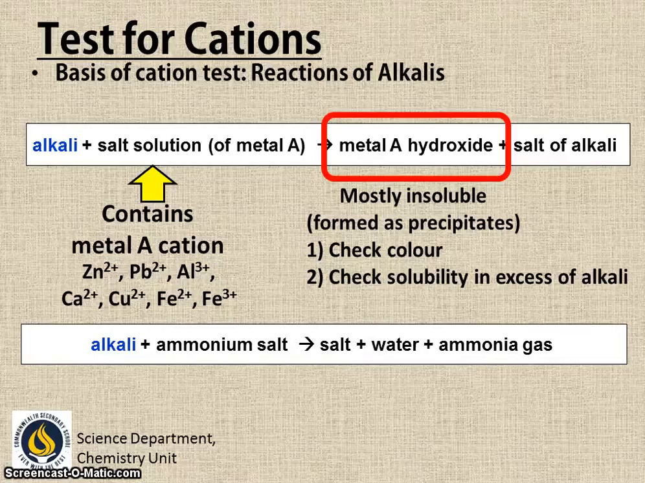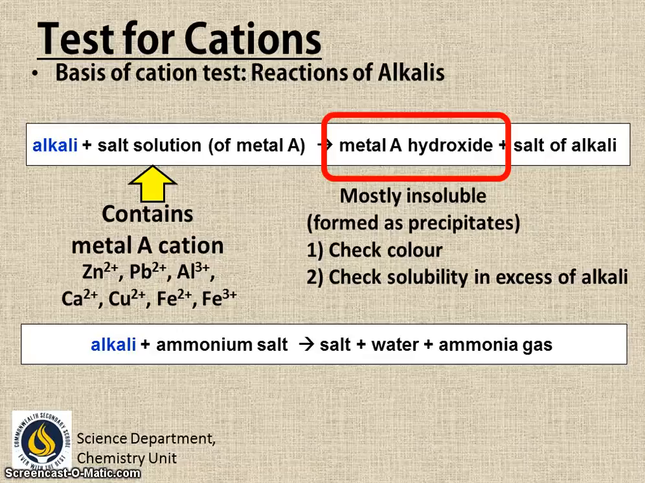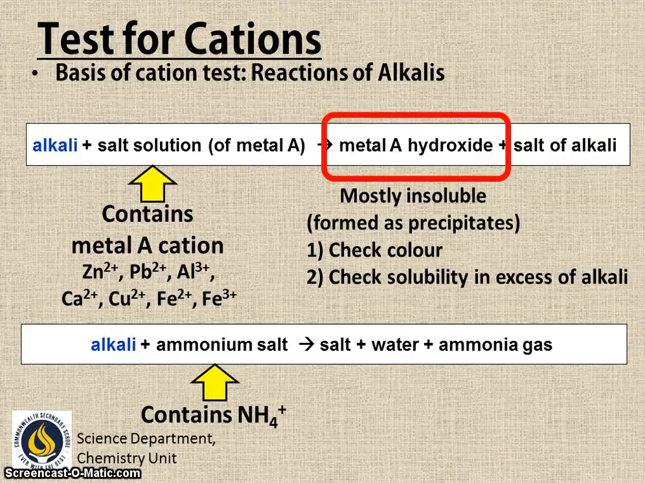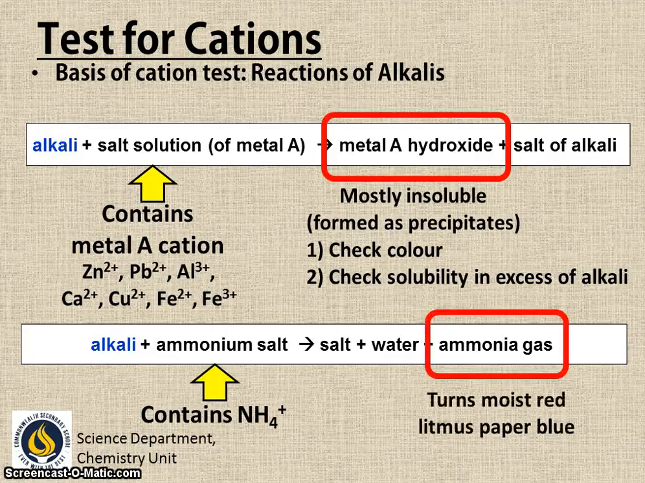Alkalis also react with ammonium salt to give salt, water, and ammonia gas. This is the reaction that we use to determine the presence of ammonium ions. The production of pungent ammonia gas that turns moist red litmus paper blue gives a good indication that ammonium ion must be present in the initial salt solution.